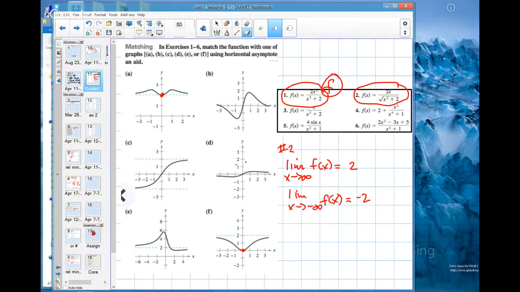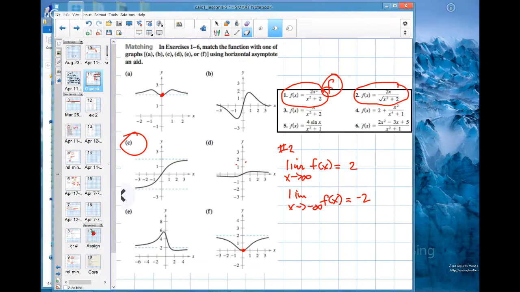So now which graph is approaching 2 on the right and negative 2 on the left? Bingo. Do you see how it's got to be that one? It's kind of a fun little detective game. Are you following my reasoning there?